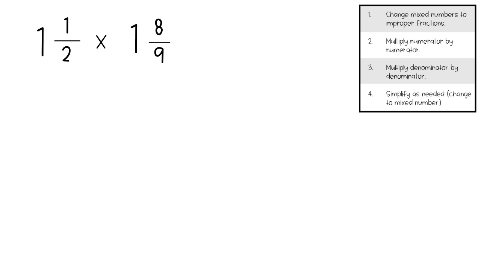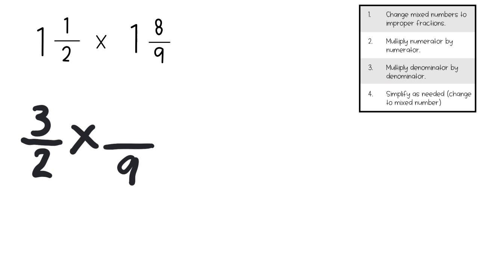Our first step is we need to change mixed numbers to improper fractions. So let's start with 1 and 1/2. Our denominator is going to stay the same. 1 times 2 is 2, plus 1 more is 3. Times, remember of, groups of, 1 and 8/9. We know our denominator is going to still be 9ths. 1 times 9 is 9. 9 plus 8 is 17. We've fixed our mixed numbers and put them into improper fractions.